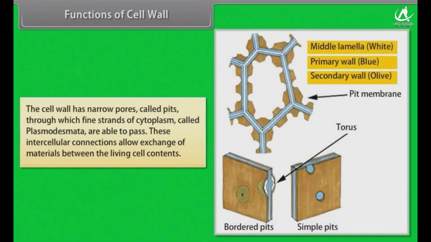The cell wall has narrow pores called pits, through which fine strands of cytoplasm called plasmodesmata are able to pass. These intercellular connections allow exchange of materials between the living cell contents.